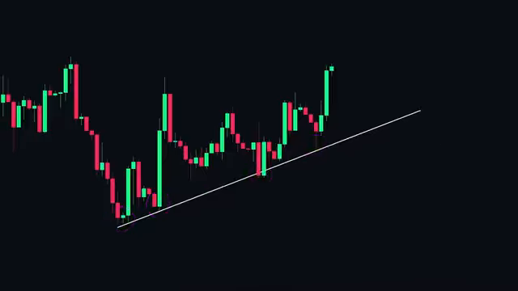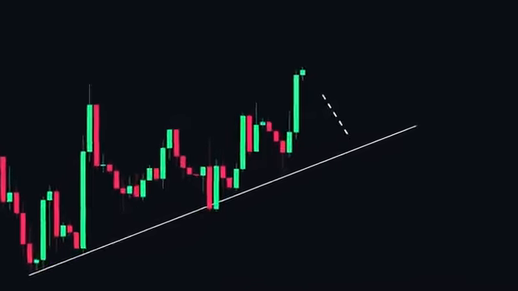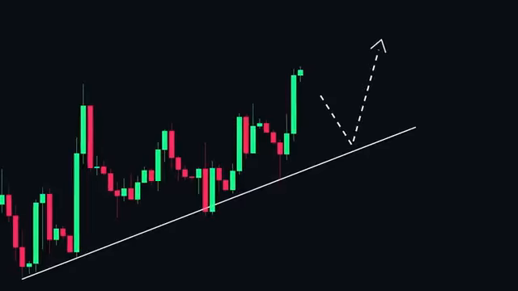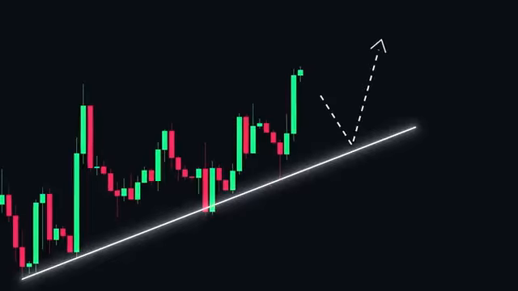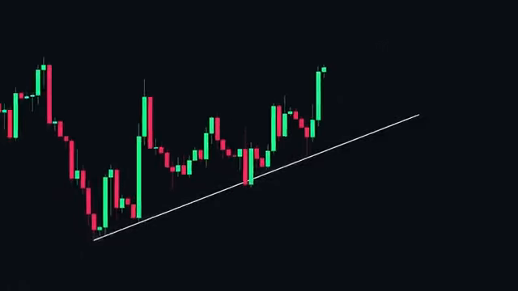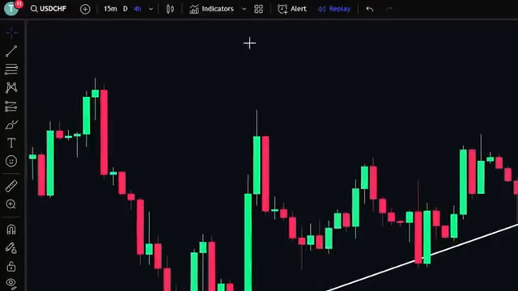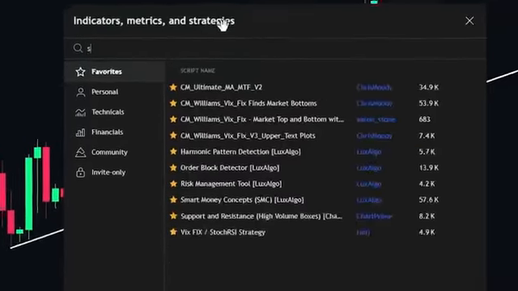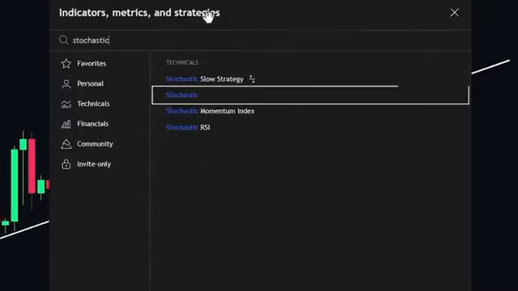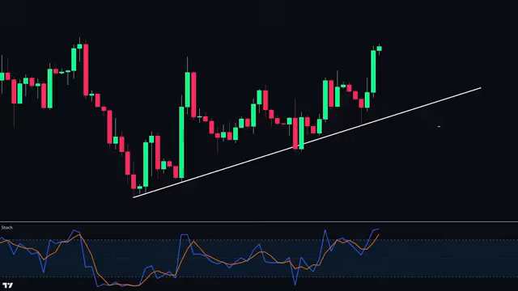Now, since the market is in an uptrend, we expect the price to bounce off upwards. So the only trend line that we need to draw is this one below. Next, I use an indicator called the stochastic. To apply it, go to the indicator section on your charting platform, type in stochastic, click this one to apply it on your chart. Once it's applied, we need to change the settings to the custom settings I normally use.